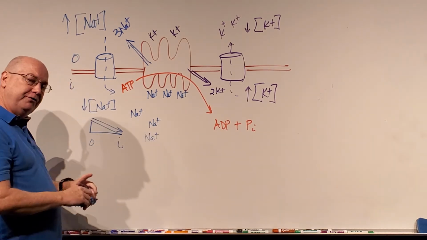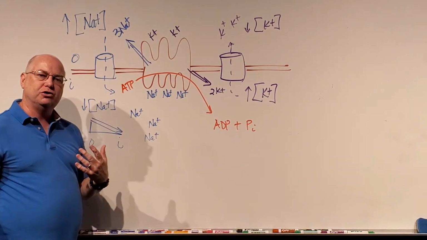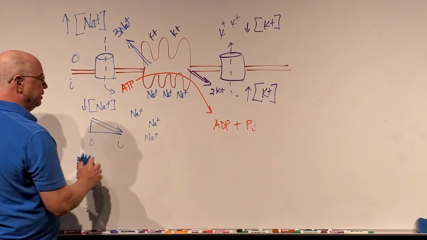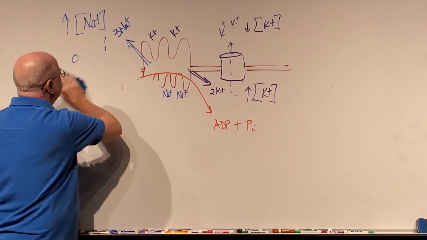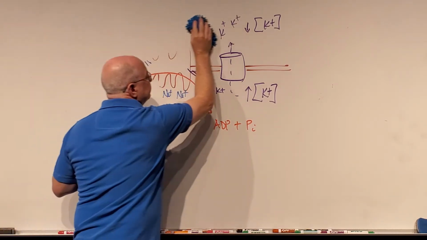Okay? Now, the other form of active transport that we're going to talk about is called vesicular transport. So let me erase all this mess. I hope you got it. You can backtrack and watch the video again and again and again until you understand it.